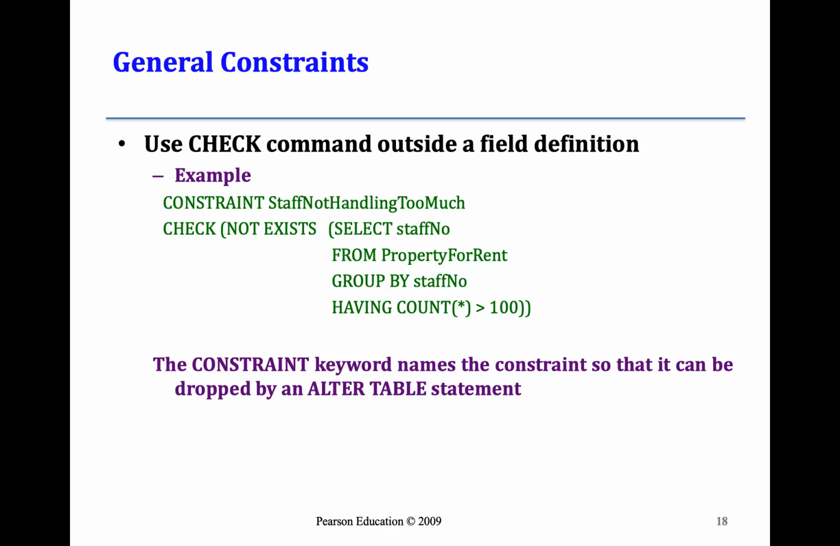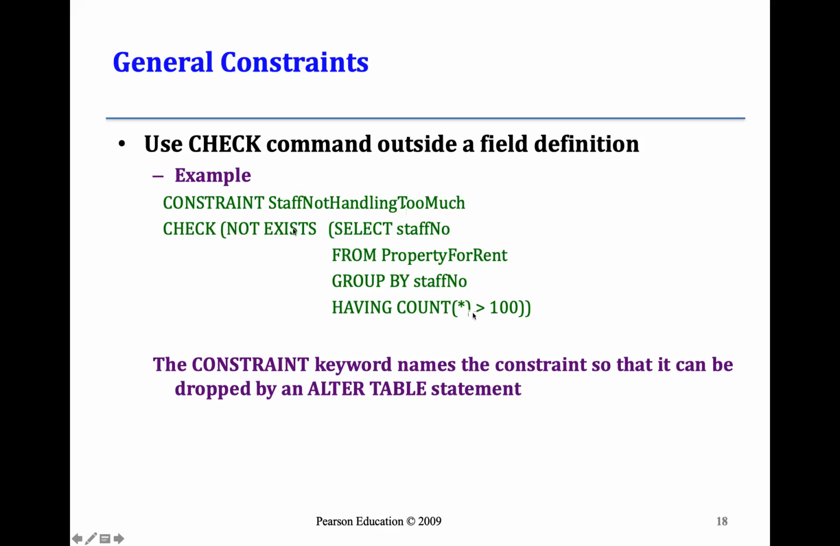Okay, then you can use the check command outside of a field definition to define general constraints. So we have constraint staff not handling too much. We want to make sure that no staff is handling more than 100 properties. So here we have select staff number from property for rent, grouped by staff number, having count star greater than 100. So we're collecting all staff that manage more than 100 properties. And actually what we're saying is we don't want that to be allowed. So we say check not exists.